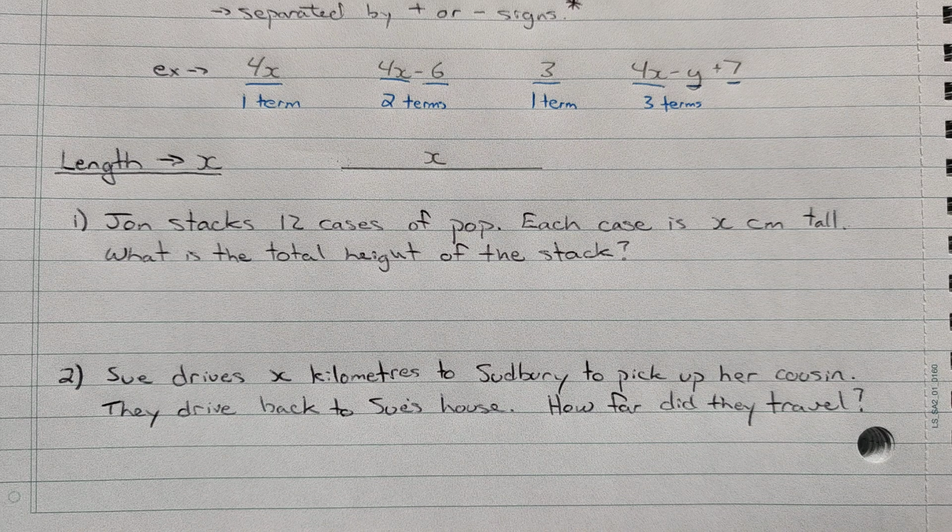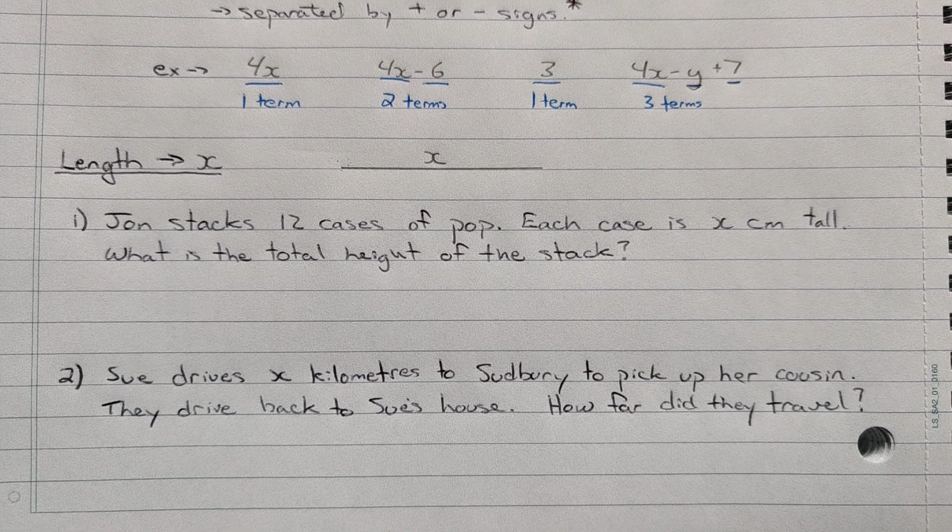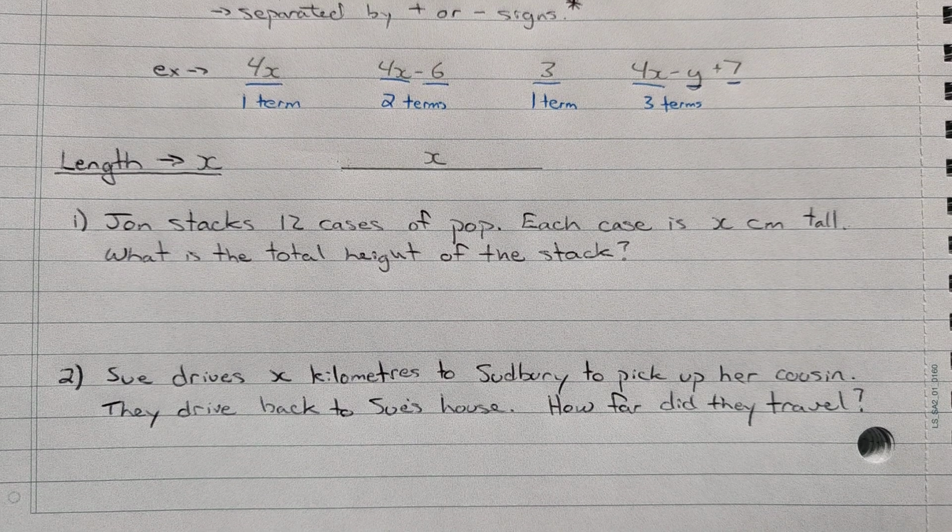So in a couple examples of working with this, we got John stacking 12 cases of pop. Each case is X centimeters tall. And it could be cases of those little mini pops. It could be the regular 12-ounce can, or it could be like a 16-ounce can, or it could be like the big giant size cans that are like 750 milliliters or 1 liter cans or whatever. So he's stacking these up. So each case, we're not sure. It's just X centimeters tall. So what's the total height of the stack?